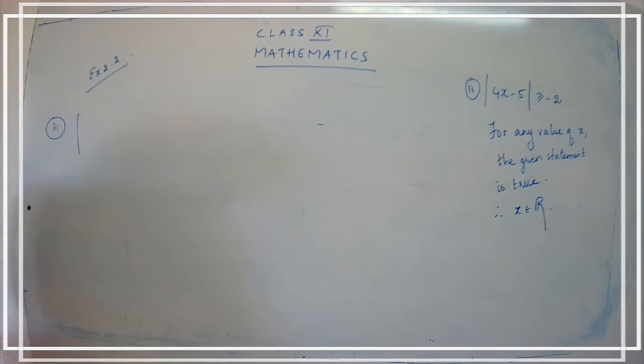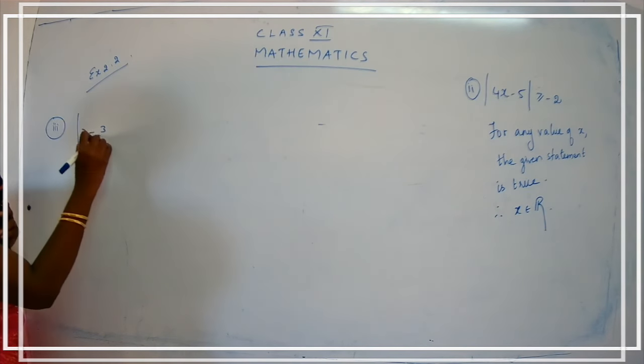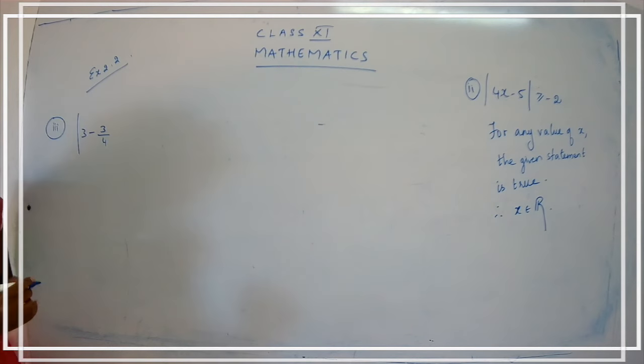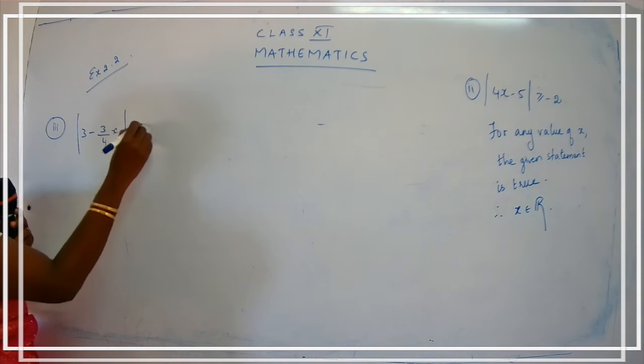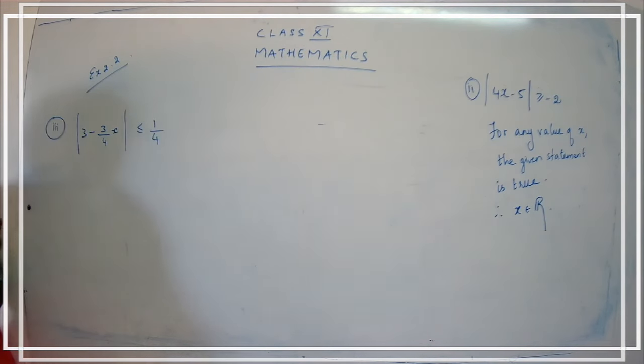Modulus 3 minus 3 upon 4x less than or equal to 1 upon 4. Okay. I hope you have taken down the question. Shall we proceed, children? Okay, let's do.